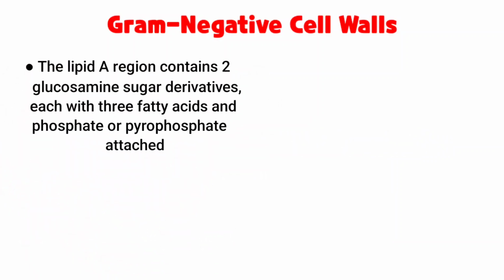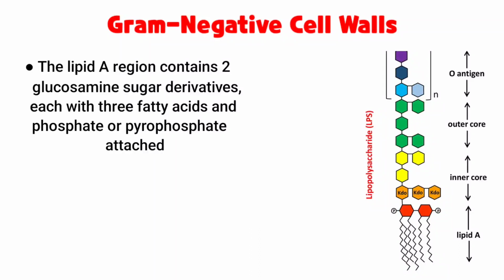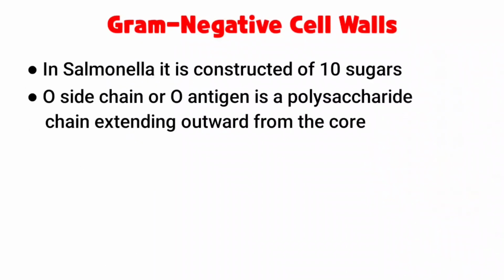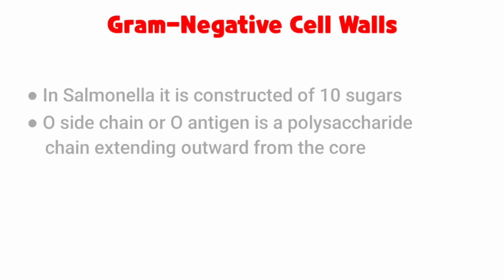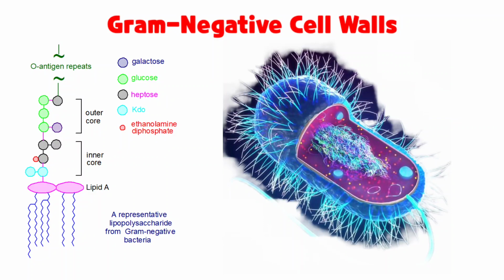The lipid A region contains two glucosamine sugar derivatives, each with three fatty acids and phosphate or pyrophosphate attached. The fatty acids attach the lipid A to the outer membrane, while the remainder of the lipopolysaccharide molecule projects from the surface. The core polysaccharide is joined to the lipid A. In Salmonella, it is constructed of 10 sugars, many of them unusual in structure. The O side chain or O antigen is a polysaccharide chain extending outward from the core. It has several peculiar sugars and varies in composition between bacterial strains.